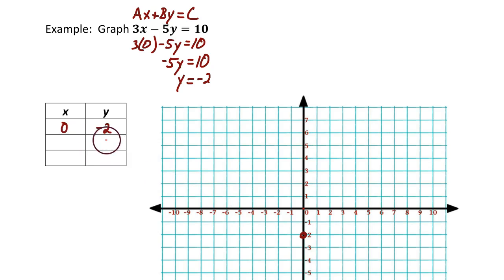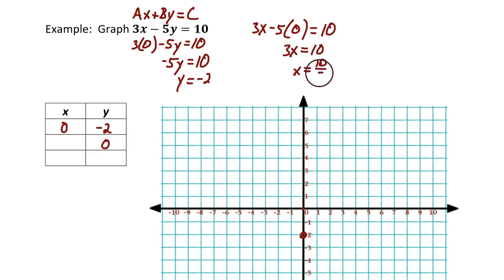Again, remember the advice. Try 0 for y. 3x minus 5 times 0 equals 10. 5 times 0 is just 0, so this makes 3x equals 10. Now divide by 3. 10 divided by 3 looks like this, or 3 1/3. 3 1/3, 0 is a point on the line. On the x-axis, let's travel to 3 1/3.